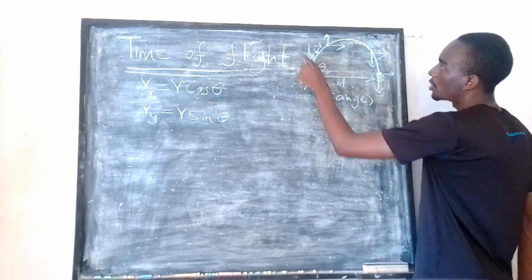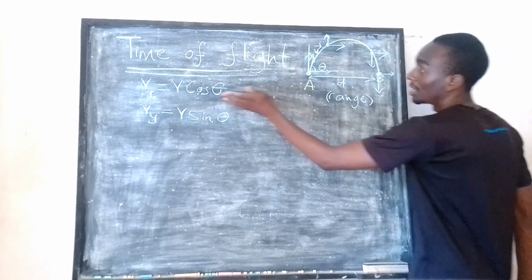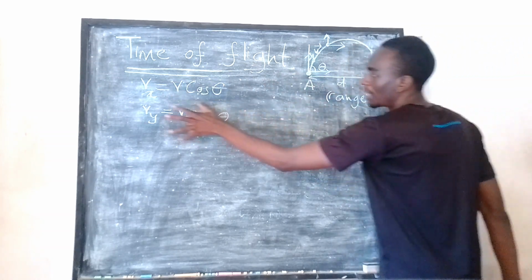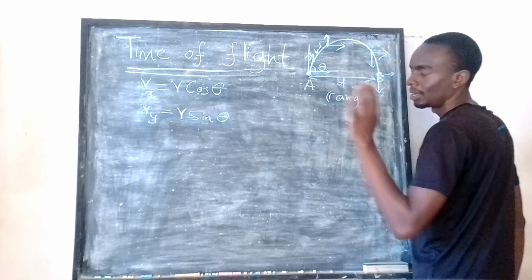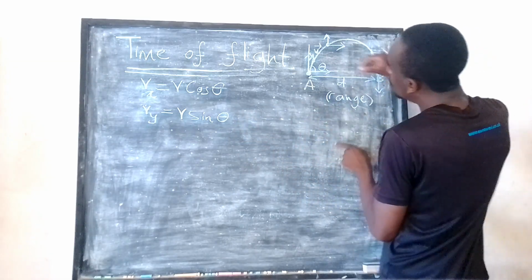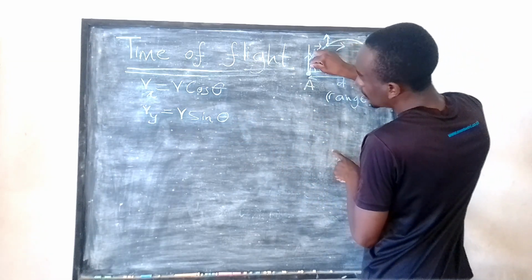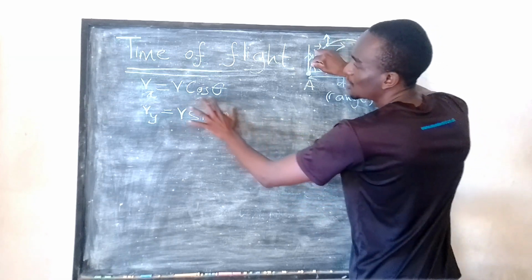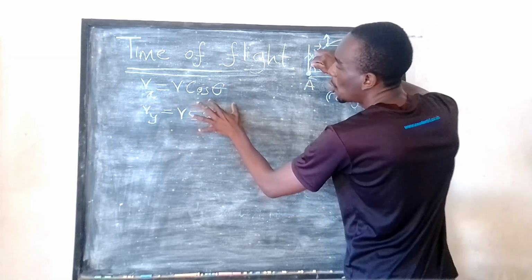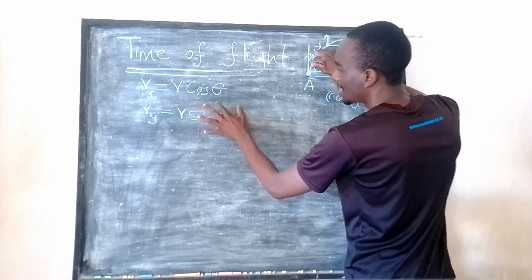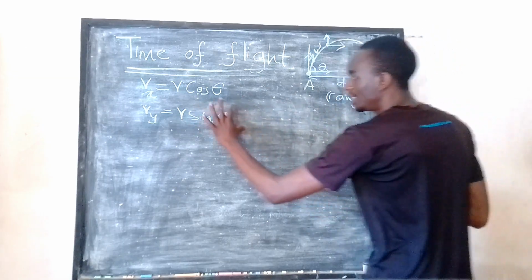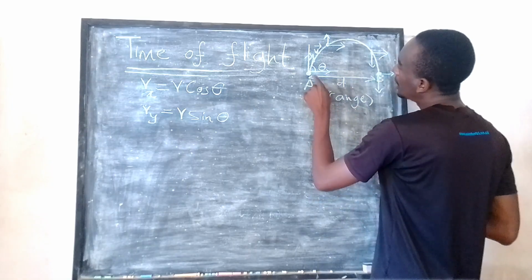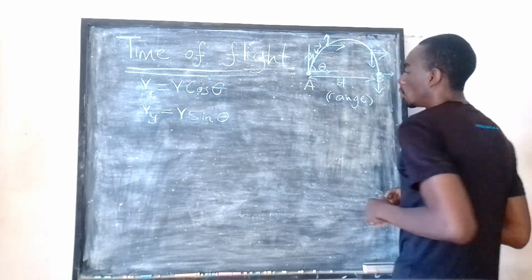This doesn't apply throughout the entire motion. Please keep that in mind. The moment the particle gets to this point, the vertical component of the velocity has changed to something else. It's no longer this, it's something else. So this value of the component of the velocity only applies during the initial launch.